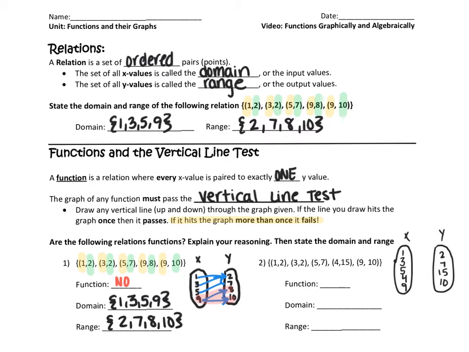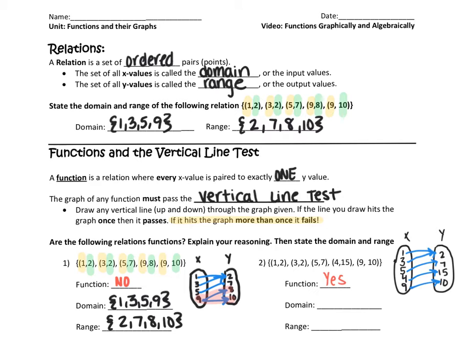So if I look at this first one, 1 goes to 2. So I'm going to follow that pattern. So 1 goes to 2, 3 goes to 2, 5 goes to 7, 4 goes to 15, and 9 goes to 10. So does this fall as a function? A function is a relation where every x goes to one y. So this x goes to one space, this x goes to one space, this x goes to one place. They all go to one place, so the answer is yes, this is a function.